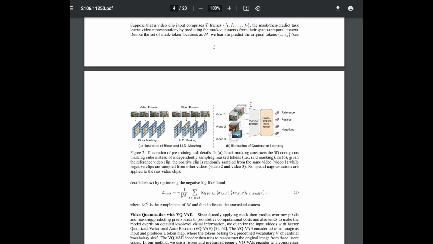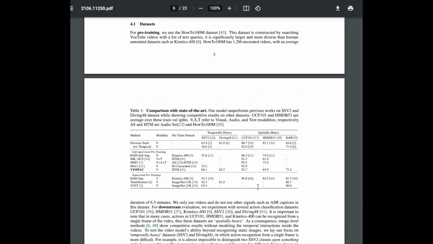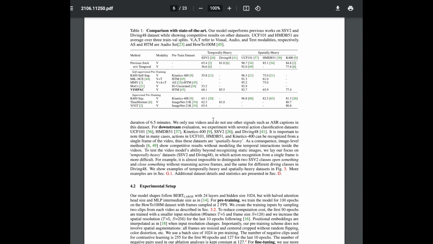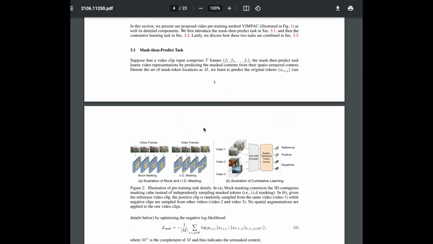And overall, they show how this is a competitive approach with other state-of-the-art models on video recognition, particularly on temporal heavy data sets. So they describe how with these spatially heavy data sets like UCF 101, HMDB 51, and so on, you could classify these actions from a single frame, whereas these actually require the temporal long-range modeling. So a very interesting idea of combining these self-supervised learning algorithms for video representation learning.